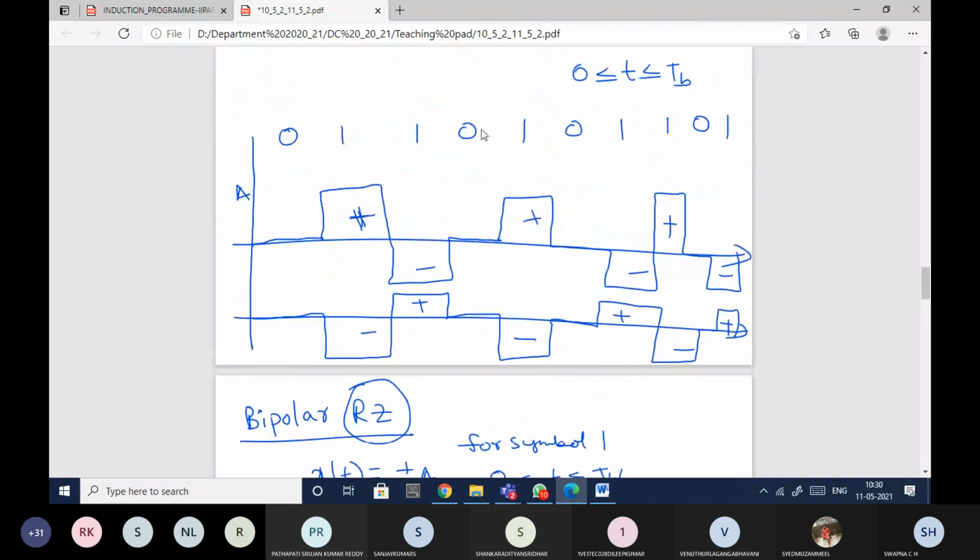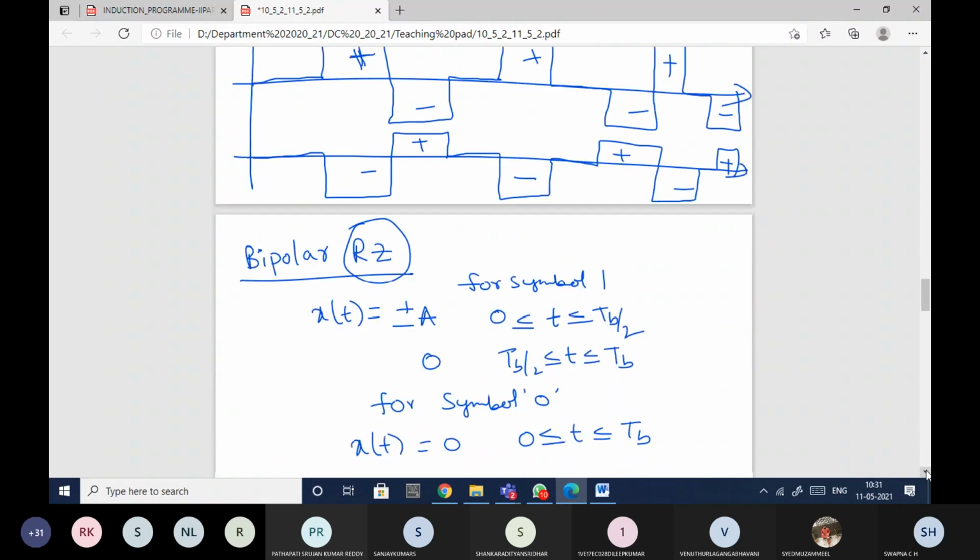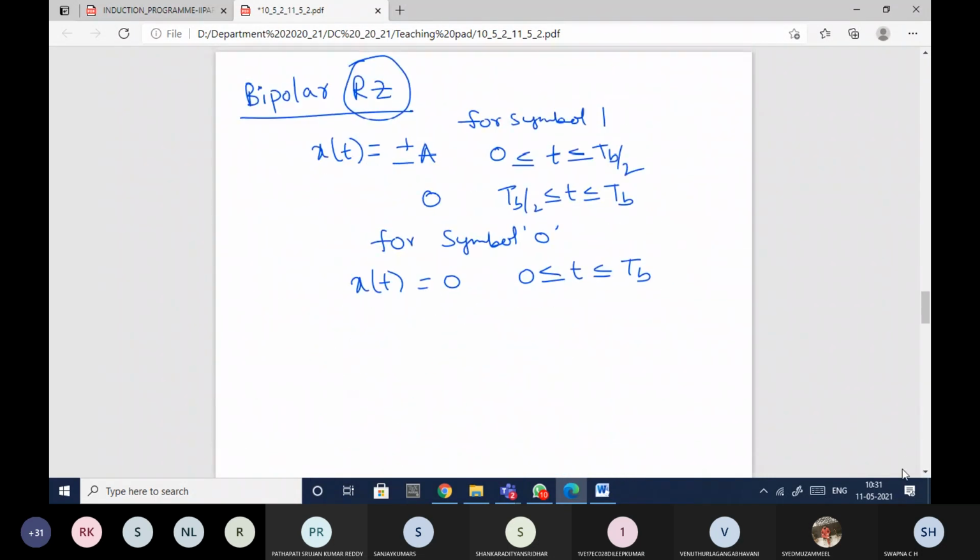The advantage of bipolar representation is that if you have an even number of ones, you will get positive and negative all equal. So if you get 3 positive, you'll get 3 negative. If you get 4 positive, you'll get 4 negative. So if you have an even number of ones, the average DC value will be equal to 0. That is the advantage of the bipolar format. It is valid for both RZ and NRZ.